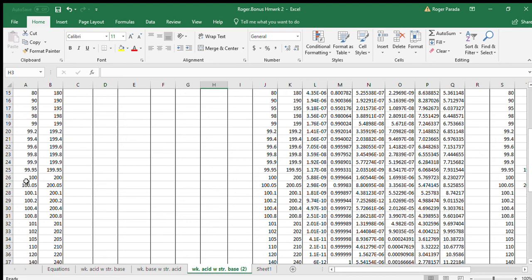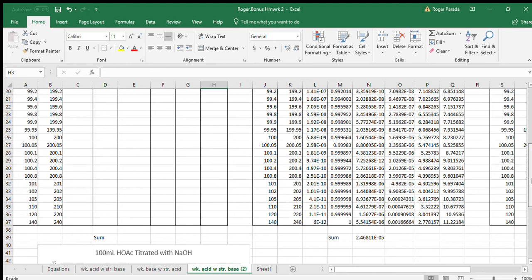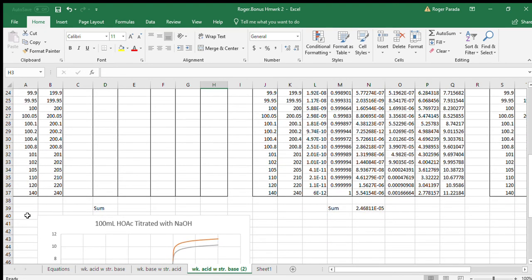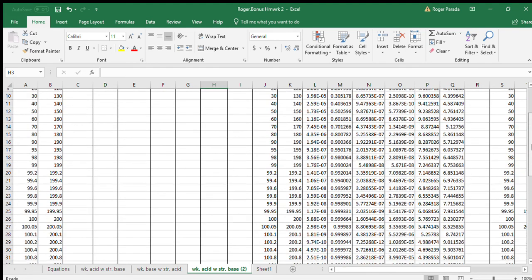And once we get there, we depart from 100, which is our equivalence point, to away. Once we depart from there, we slowly increment away, and we'll stop at about 140. That should be more than enough excess base.